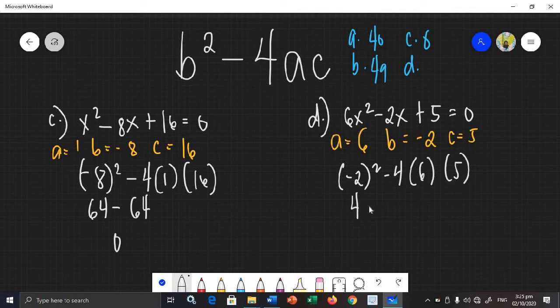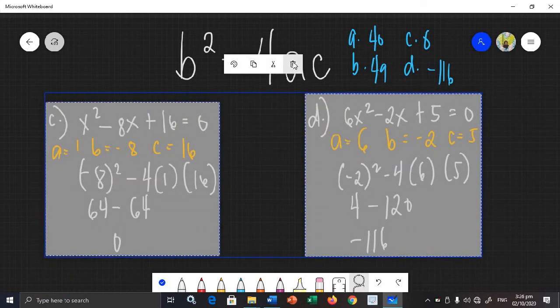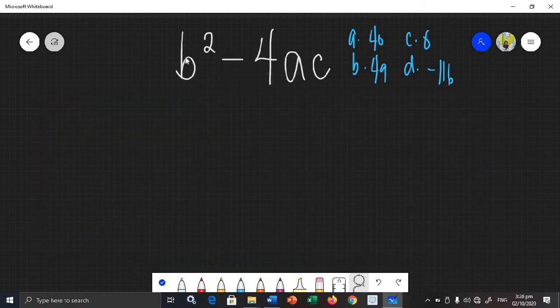And then on letter D, we have negative 2 squared minus 4ac. This is 4 minus 24 times 5. That is 120. 4 minus 120, the answer is negative 116. Okay. So, yun ang inyong discriminant ng ating apat na equation. Now, ma'am, how can we find the nature of the roots?